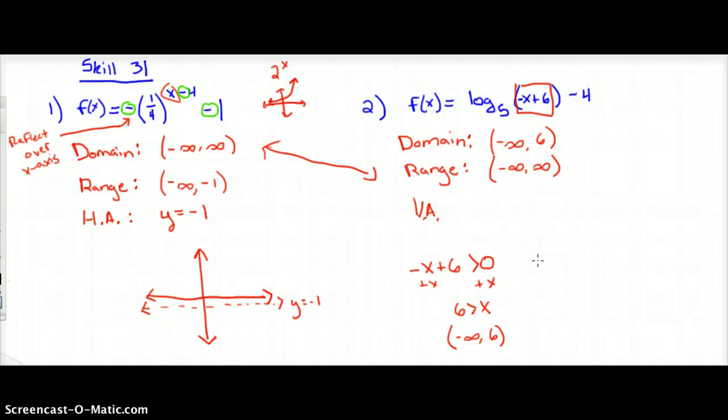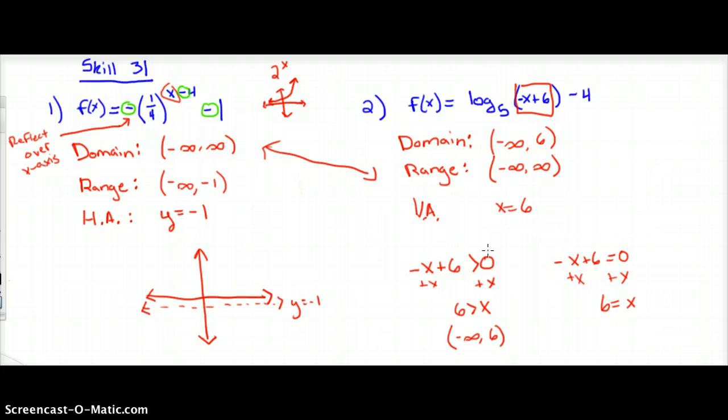The vertical asymptote I can find by taking that same argument, negative x plus 6, and setting it equal to 0. Whatever value of x makes the argument of my logarithm 0 is going to be where my vertical asymptote is. So add x to both sides, and so 6 is going to equal x. So that's the equation of my vertical asymptote.